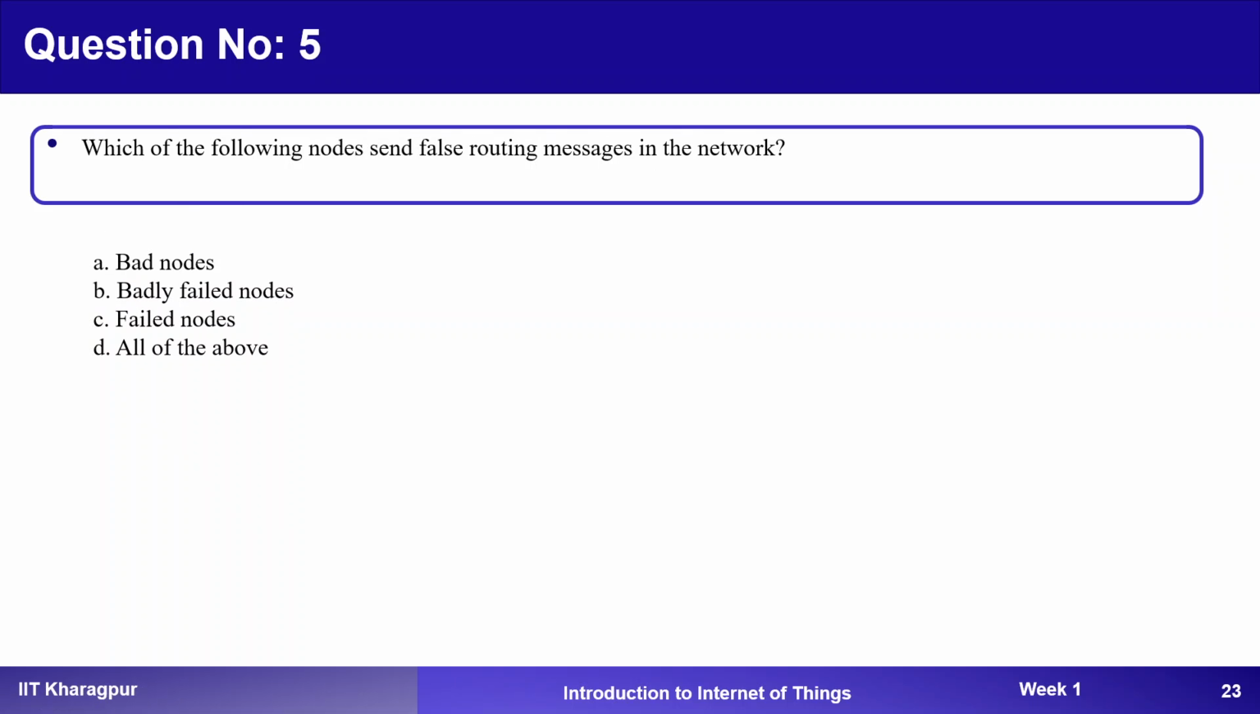Now question number 5. Which of the following nodes send false routing messages in the network? First one is bad nodes, second one is badly failed nodes, third one is failed nodes, and fourth one is all of the above.